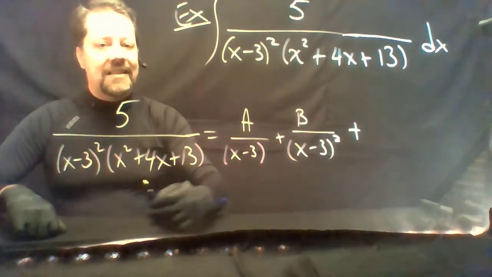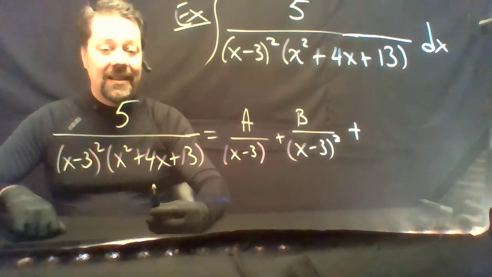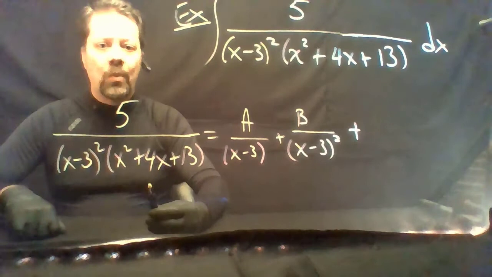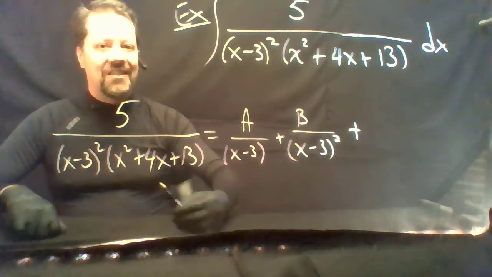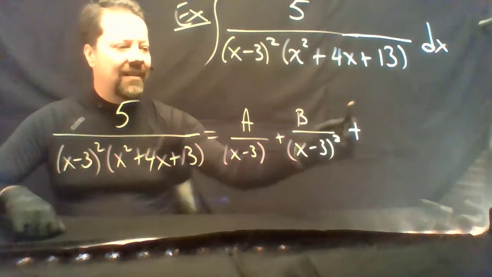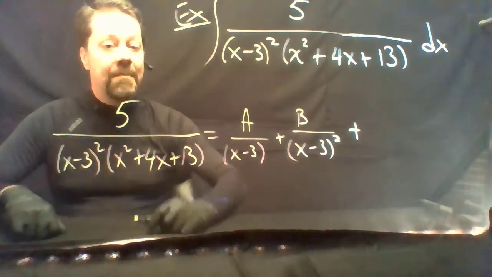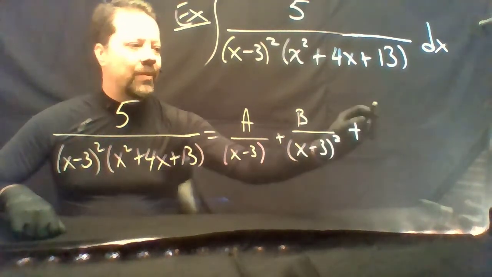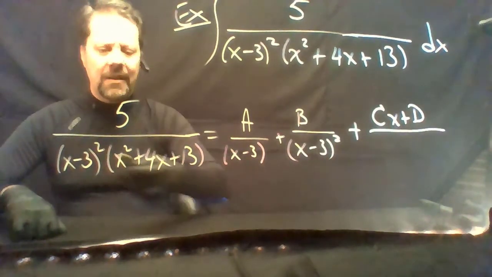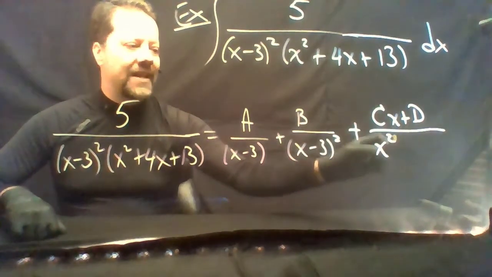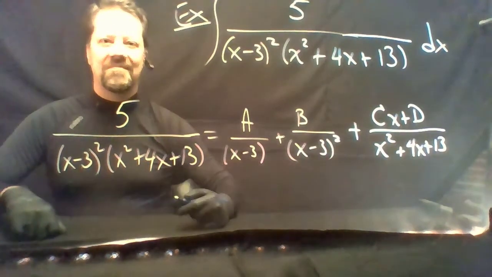The quadratic that's left does not factor over the real numbers. In this case, we call this an irreducible quadratic. Whenever you have an irreducible quadratic, there is a certain thing you need to remember. If you can't factor that quadratic over the real numbers, the numerator must be linear. So we are going to have Cx plus D in the numerator of this last term, which has a denominator of x squared plus 4x plus 13.